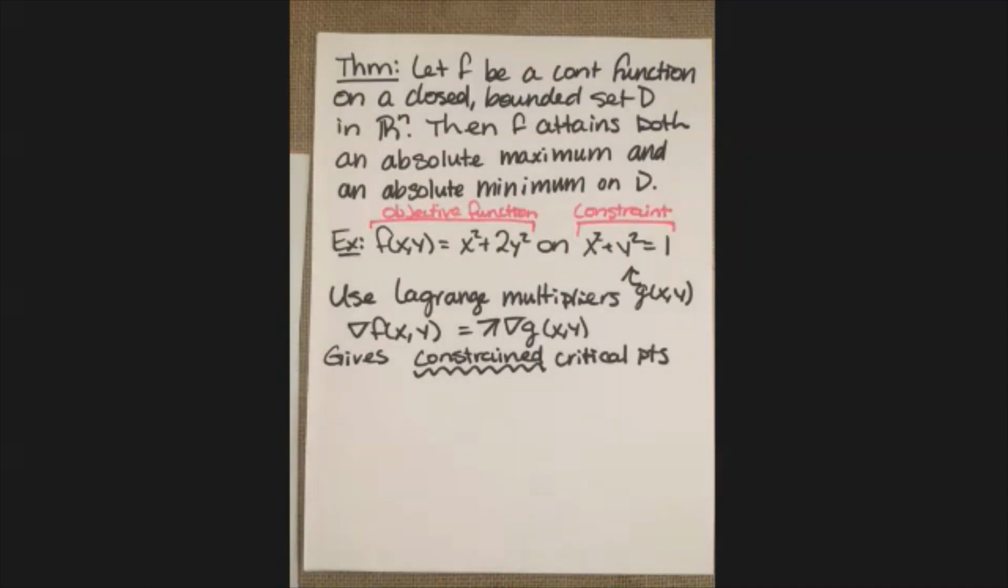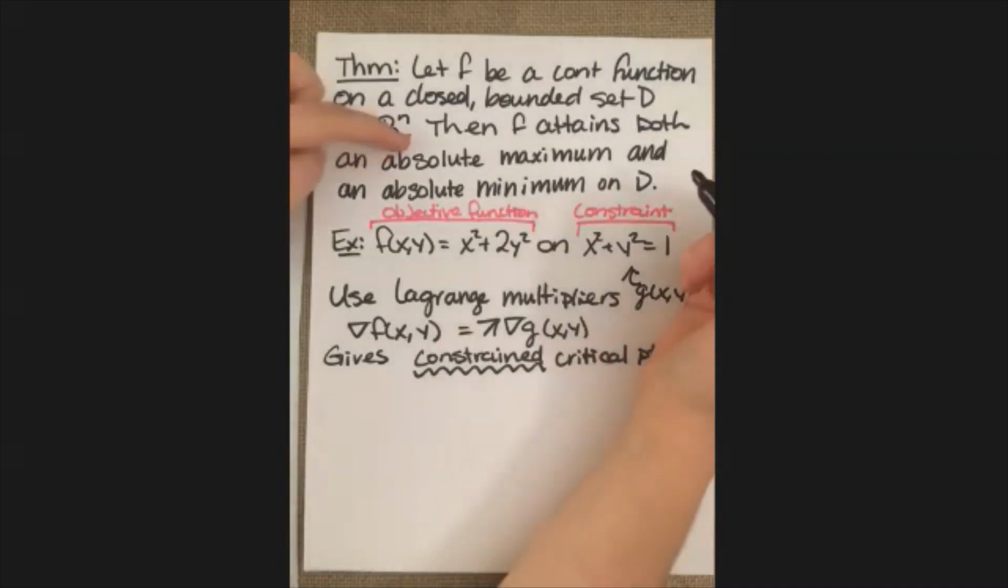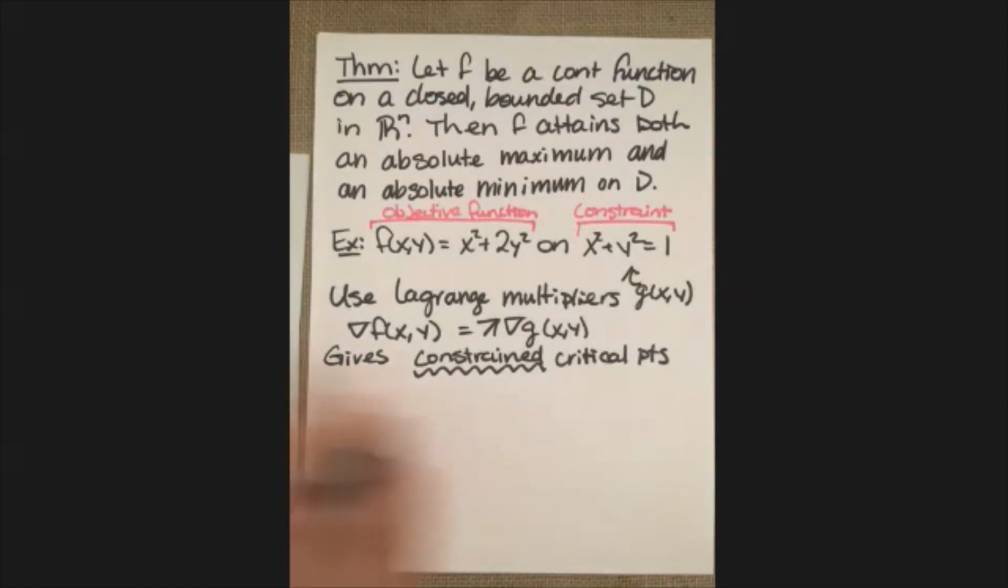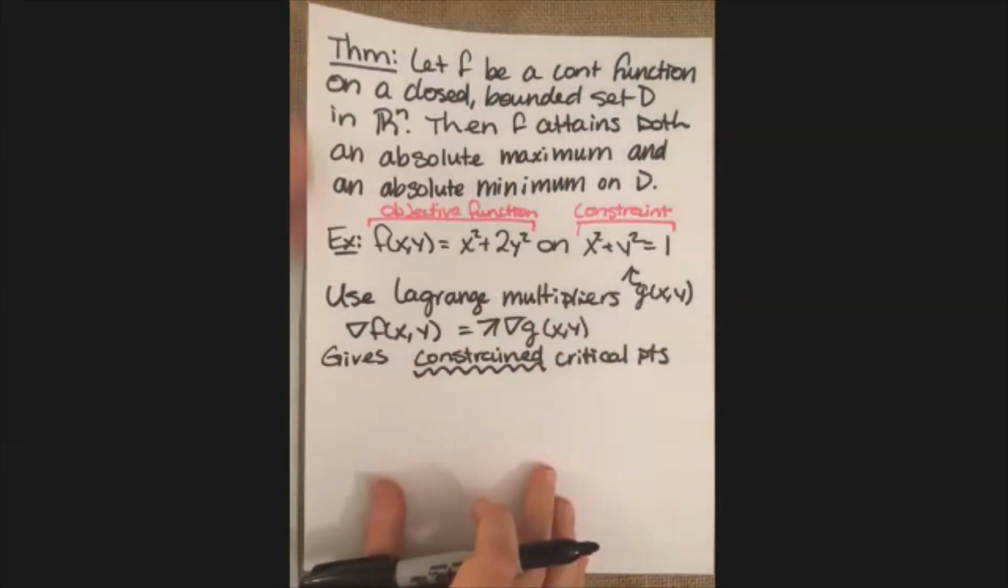So once we have our constrained critical points, all that remains, since we're looking for an absolute maximum and an absolute minimum, is to simply compare them to each other to see which one's largest and which one's smallest, and then you're good to go. But anyway, let's go ahead and walk through this process and see what this all looks like.